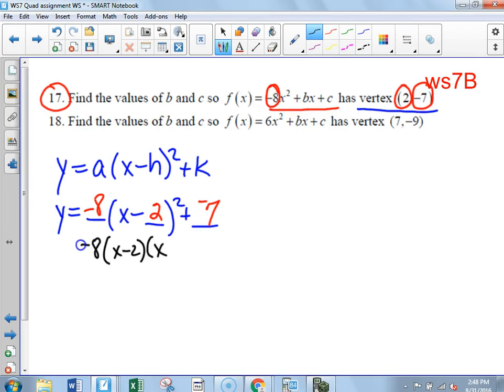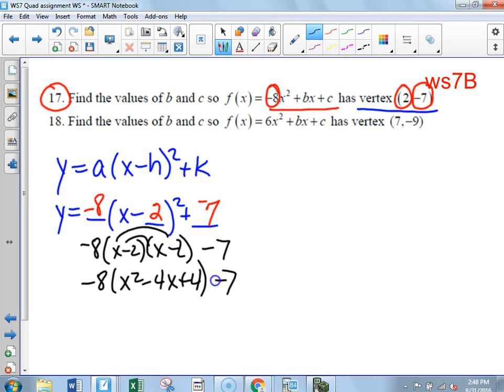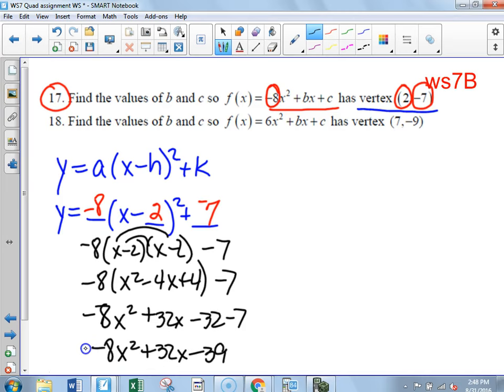I went x minus 2, and I FOILed all that together. Everybody knows where I got that middle term, right? -2 and -2. And then I distributed, because that's the way I roll. More fun, right? And I got down to, so what are B and C? B equals 32 and C equals -39. Everybody okay with where I got those down there at the bottom? From right down here? Okay.